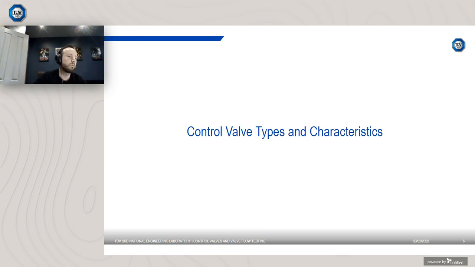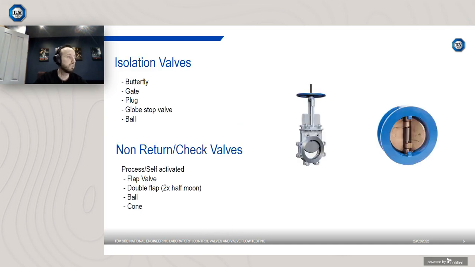So I'll start off with talking a little bit about control valves, types and characteristics. Although isolation valves and non-return valves are technically control valves, they're not the main focus of this presentation. Isolation valves generally operate in two modes, either fully open or fully closed, and non-return valves generally have a primary purpose where they only allow flow to move in one direction.